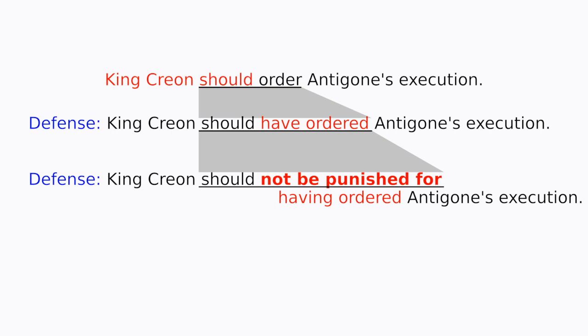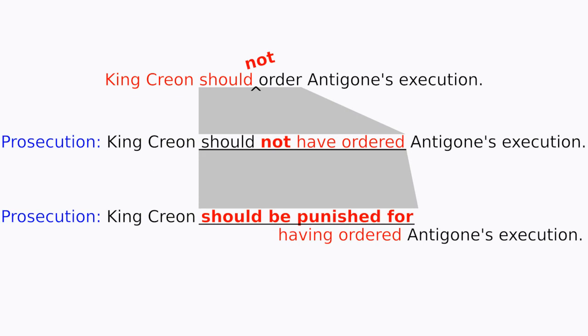All right, let's finish this Creon example. If a student wants to take the prosecuting stance, charging that King Creon should not have ordered the execution, then the prosecuting thesis should be, King Creon should be punished for having ordered Antigone's execution. Notice that the should not have ordered becomes should be punished for having ordered.